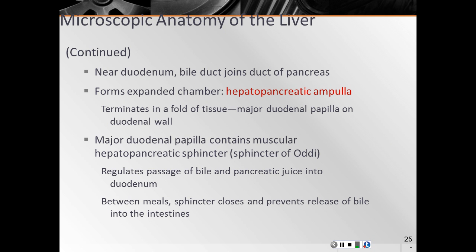Now, the major duodenal papillae consist of the muscular hepatopancreatic sphincter, also called the sphincter of Oddi. And they're going to regulate the passage of bile and the pancreatic juice into the duodenum. Now between meals, this sphincter is going to close and prevent the release of bile into the intestines.